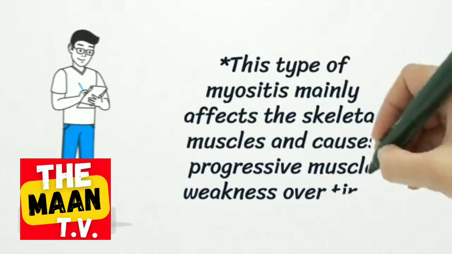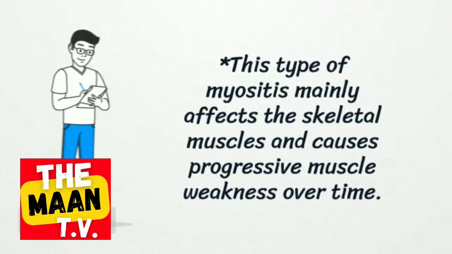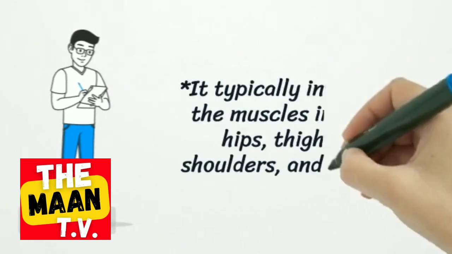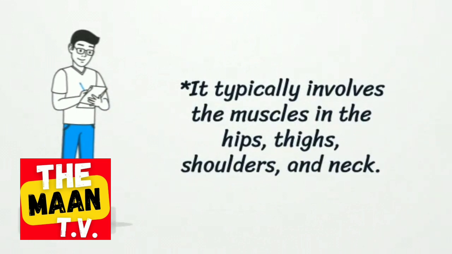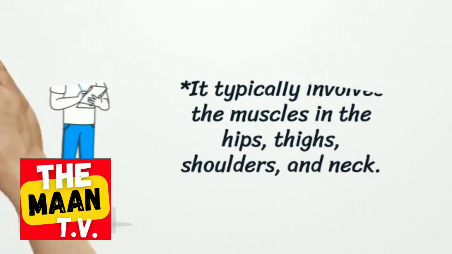This type of myositis mainly affects the skeletal muscles and causes progressive muscle weakness over time. It typically involves the muscles in the hips, thighs, shoulders, and neck.